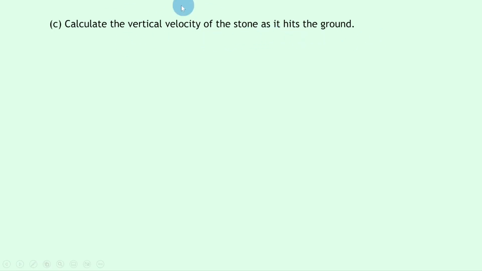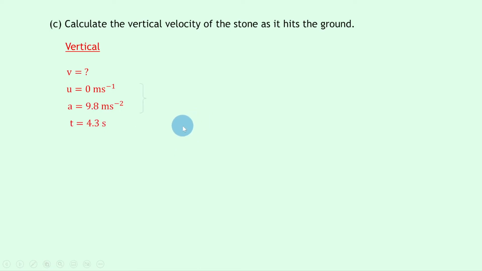Lastly, part C says calculate the vertical velocity of the stone as it hits the ground. Well, this time we're thinking about vertical velocity, so we want to use the vertical data, and we're trying to find the final vertical velocity v. Remember, the initial vertical velocity u for a projectile is always going to be 0 meters per second. The vertical acceleration is always going to be 9.8 meters per second squared for a projectile, and the time t is 4.3 seconds, which we just calculated in part B.